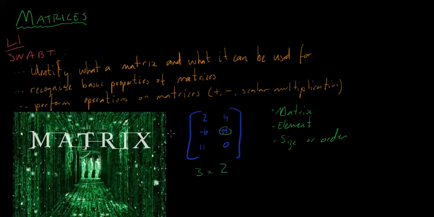This guy here, and often we give it a name. So I'm going to say that this guy is equal to A. So the matrix A is a 3 by 2 with 6 different elements in there.